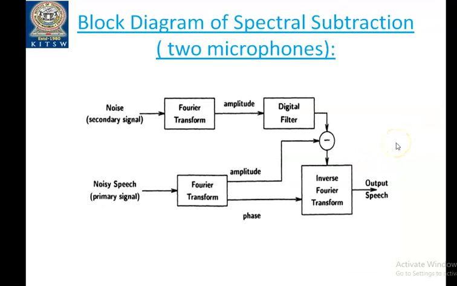Now this is a block diagram for two microphones. Earlier we took only a single microphone. Now when you record the voices, the noise is taken directly from the secondary signal, and the noisy speech is the primary signal. The two signals from the two microphones are recorded and given to the Fourier transform, and you get the amplitude and then the phase, then the digital filter, and you subtract from there. After subtracting, the output of the subtraction is given to the inverse Fourier transform, and you get the output speech. This output speech is nothing but the enhanced speech. That's all.